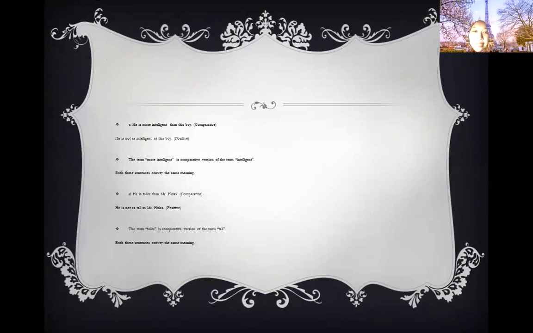I'll give you some examples. Comparative and positive. He's more intelligent than this boy. Comparative. He is not as intelligent as this boy. Positive. The term more intelligent is the comparative version of the term intelligent, and both of these sentences convey the same meaning. Another example, he's taller than Mr. Hulas. Comparative. For positive degree, he is not as tall as Mr. Hulas. The term taller is the comparative version of the term tall. Both of these sentences convey the same meaning.